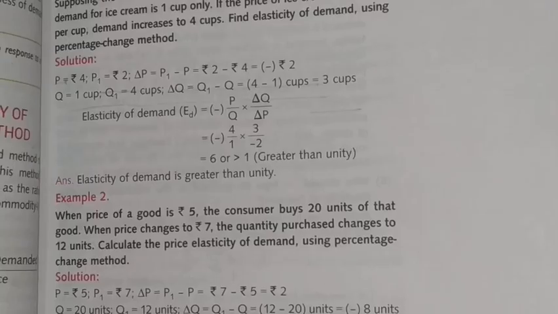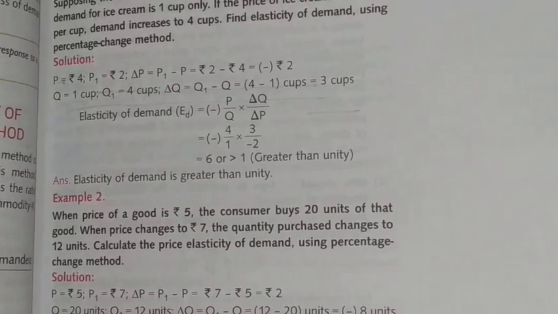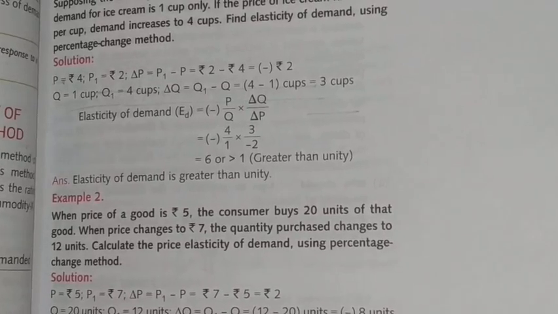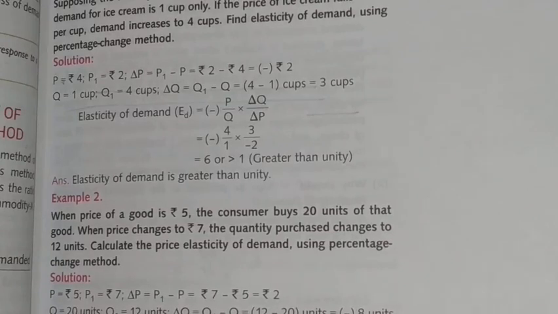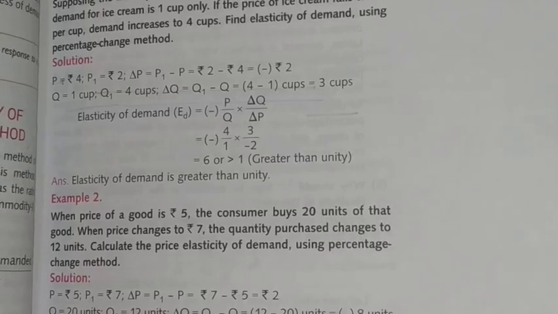So students, today we'll start with example 2 on page number 145. When the price of a good is rupee 5, the consumer buys 4 units of that good. When the price changes to 7, the quantity purchased changes to 12 units. Calculate the price elasticity of demand using the percentage change method. Okay, so we'll solve this.